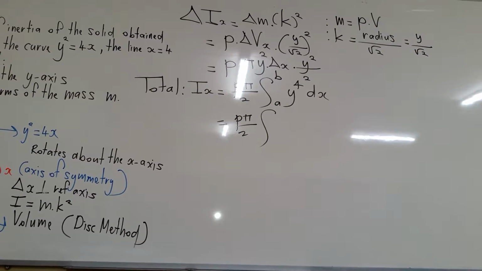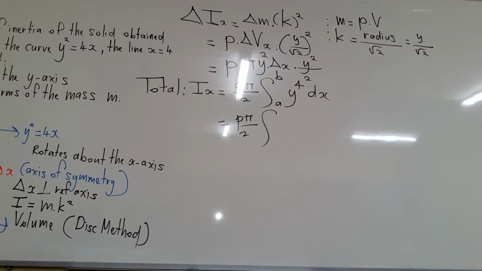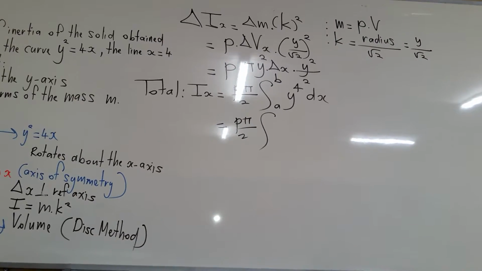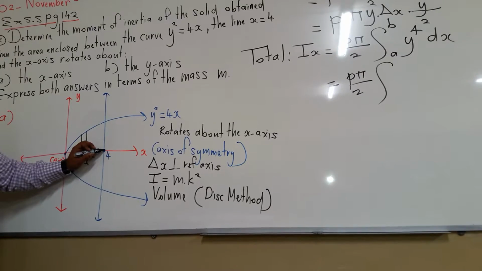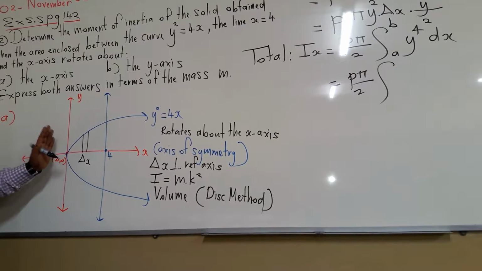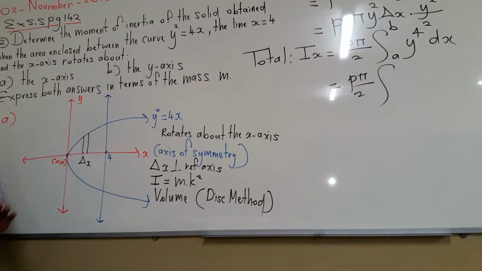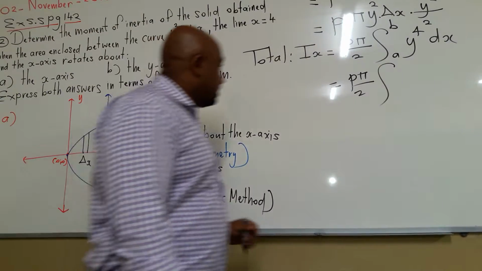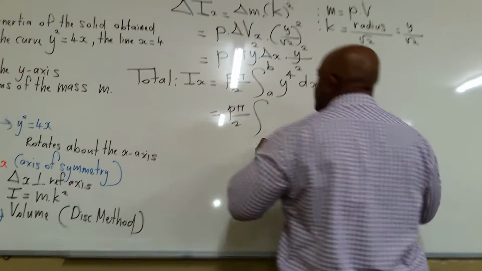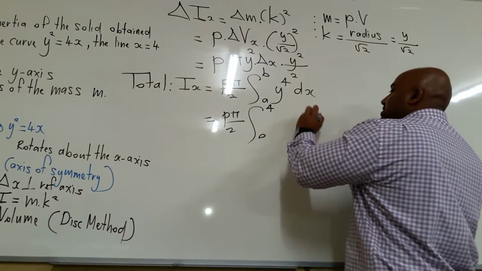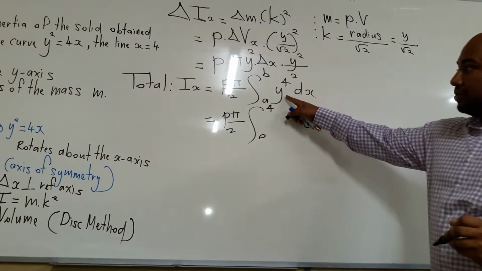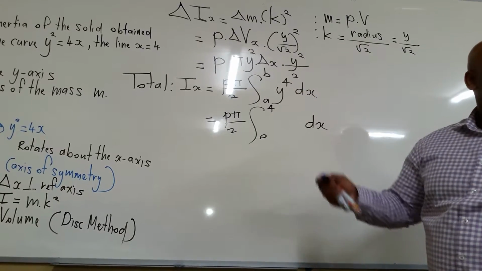Your B and A, where does the area begin? Where does it end? It begins here at 0 and it ends at 4. You can see that we are only interested in the x values here, so that will be 4 and 0. And there's your dx. So we need to get y in terms of x.